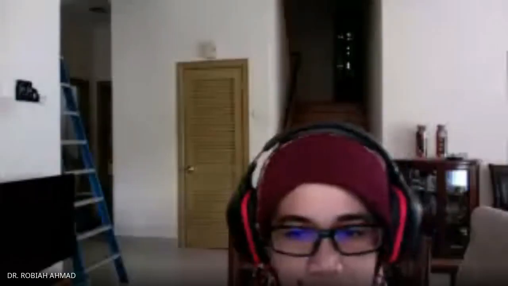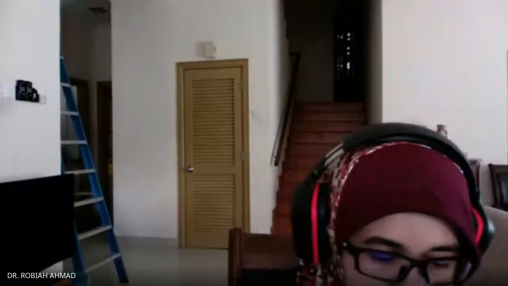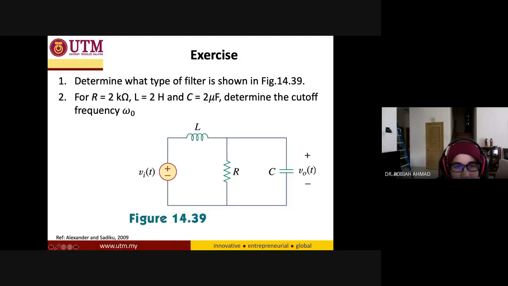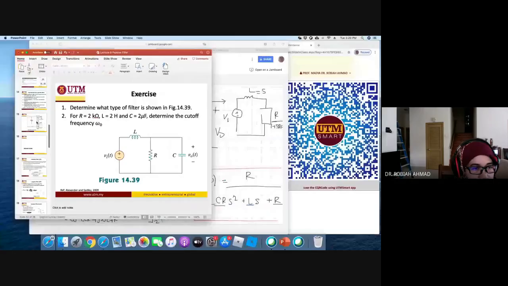Please calculate. Based on the solution just now, it says the cutoff frequency is 742 radian per second. And then please convert it into hertz frequency. Okay, one of the questions did ask us what type of filter is it? Is it a low pass or high pass or band pass? How do we determine? We have to go back to this table.